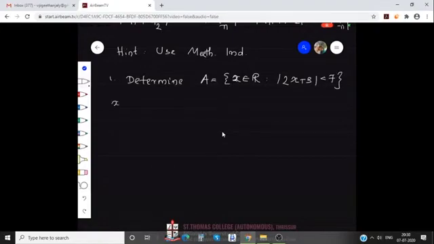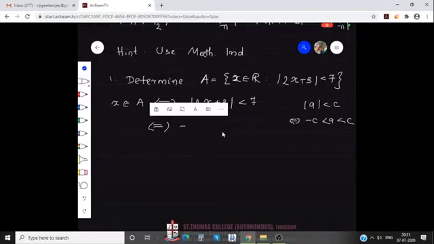So as in the previous section, I am taking x is an element of A, and this implies and is implied by absolute value of 2x plus 3 is less than 7. Now this is of the form mod A less than C, which is the same as minus C less than A less than C. So here I can write this implies and is implied by minus 7 less than 2x plus 3 less than 7.